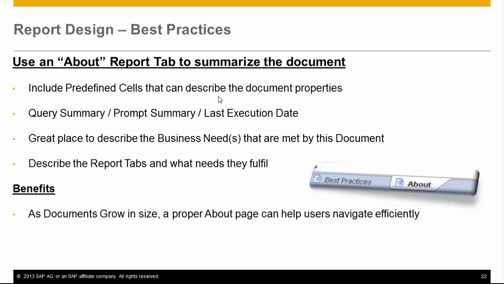And so use an About report tab to summarize your document. We talked about naming conventions and everything, but this is essentially a report tab where you contain some holistic information around the document, such as the query summary, prompt summary, last execution date. These are predefined cells that you can drag and drop onto your report that will give you the SQL that's being executed, the number of rows that are coming back, the prompt values that were selected, or the last time that document was executed. There's a number of other predefined cells as well that you can include.